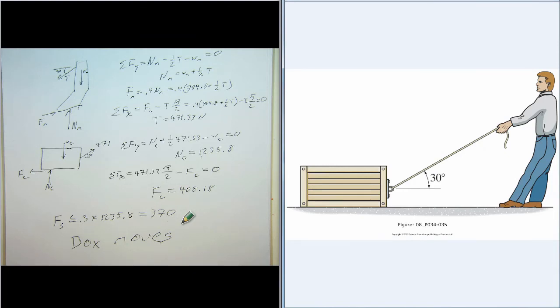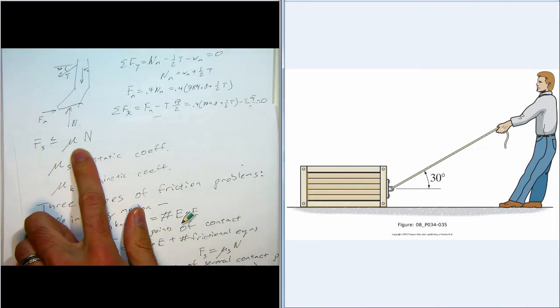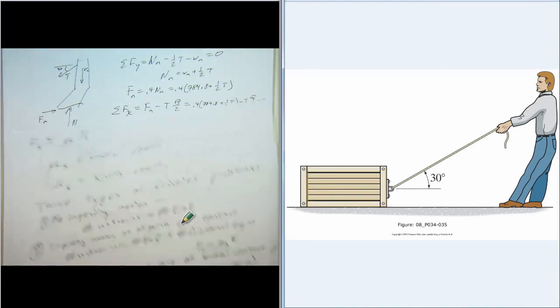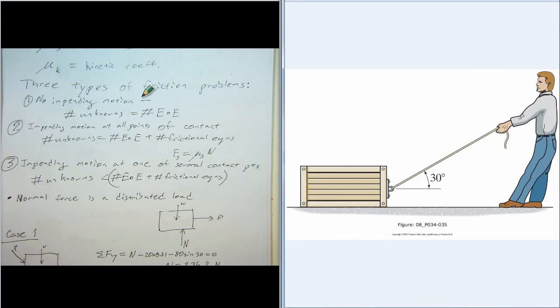So for these problems, we just want to know that the friction force is bounded by the frictional equation. The force is less than or equal to mu times N. And then we want to know those 3 types of problems and what to do for each of them. So we've got the no impending motion, we've got impending motion at all points, and then we've got impending motion at one of several contact points, and what to do for each of those.